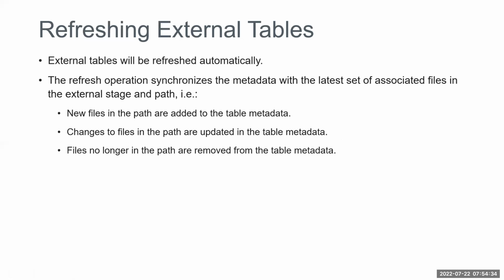Suppose there are 2 or 3 files today, and tomorrow an extra file can come, or a file may be archived. So there can be changes to those files, right? Then how can an external table sync up with those changes? External tables will be refreshed automatically, so we don't need to bother about refreshing external tables.